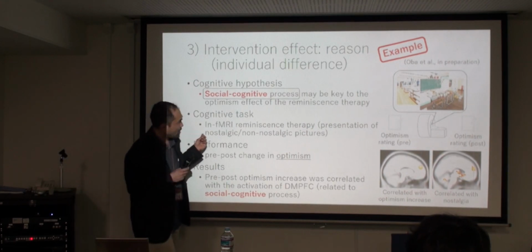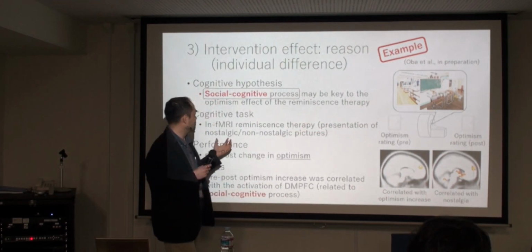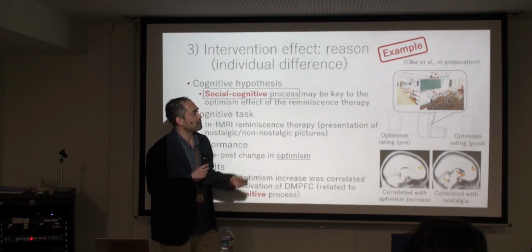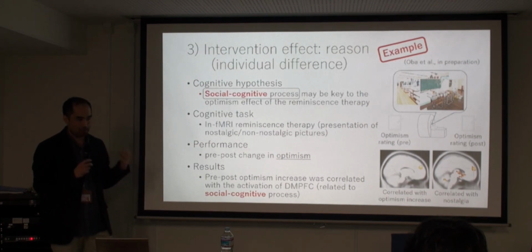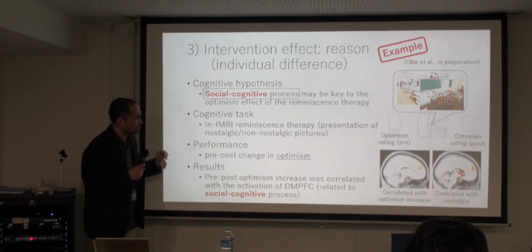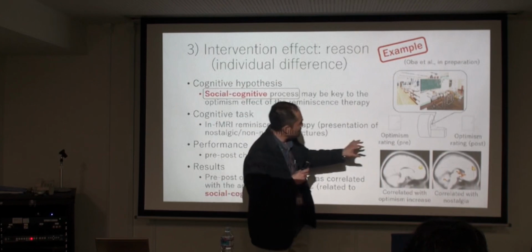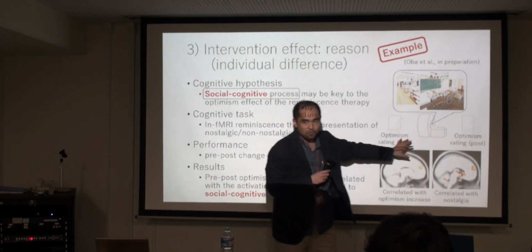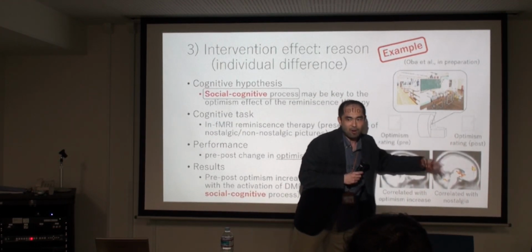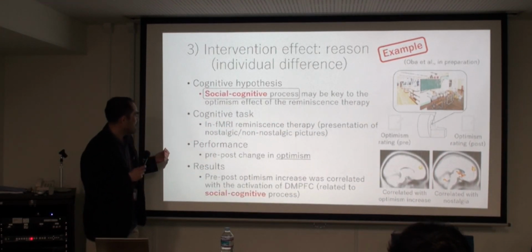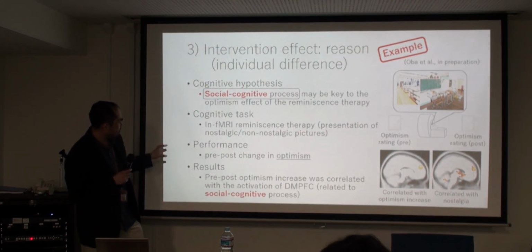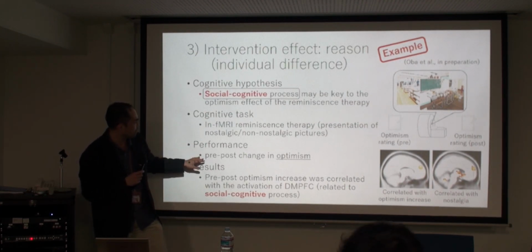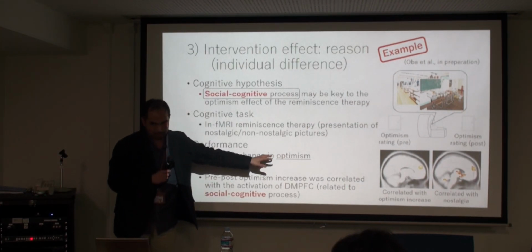And of course, there can be some nostalgic and non-nostalgic pictures, but at least half of the pictures are nostalgic pictures. And before and after this in-MRI intervention, we measure the optimism score of each subject. And here the individual parameter is not actually performance, but the pre-post change in optimism.